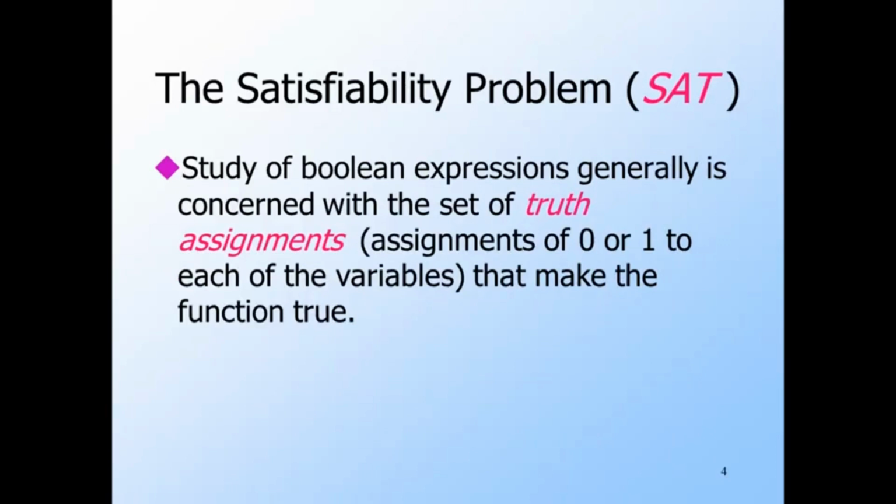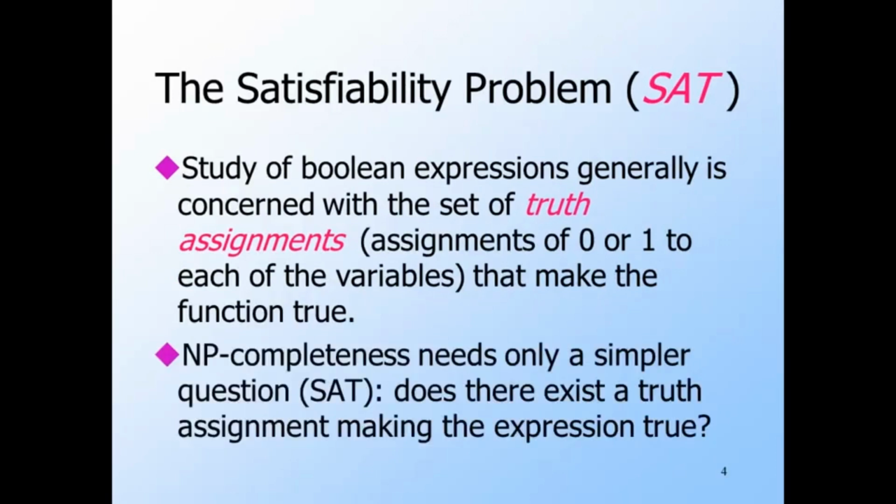A truth assignment is an assignment of 0 or 1, that is false or true, to each of the variables of a Boolean expression. In general, the key question about Boolean expressions is which truth assignments give them the value true. But for our NP-complete problem, we need only this very simple question: given a Boolean expression, does there exist at least one truth assignment for which the value of the expression is true?